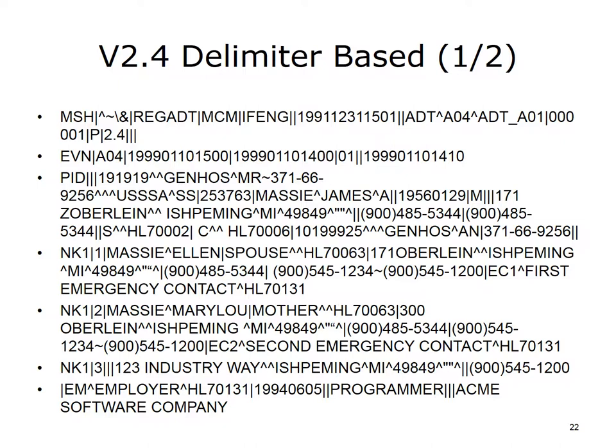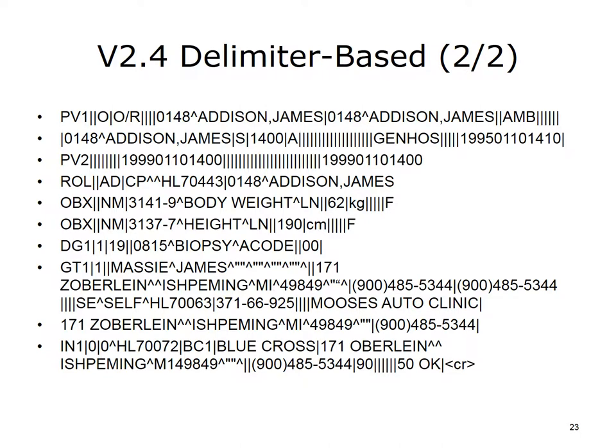This message shows a typical V2.4 message. The segments illustrated are MSH, message header, EVN, event segment, PID, patient identifier segment, NK1, next of kin. This segment illustrates the use of the sequence numbers 1, 2, and 3. This message continues on the next slide. Here are some additional segments, including patient visit segments PV1 and PV2, result segments OBX, diagnostic procedure DG1, guarantor GT1, and insurance IN. The richness of this standard can be appreciated. Note the segment terminators CR are not shown.